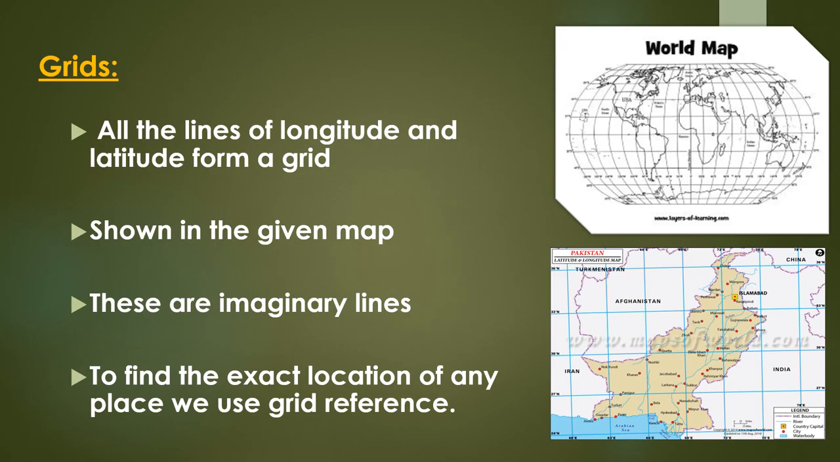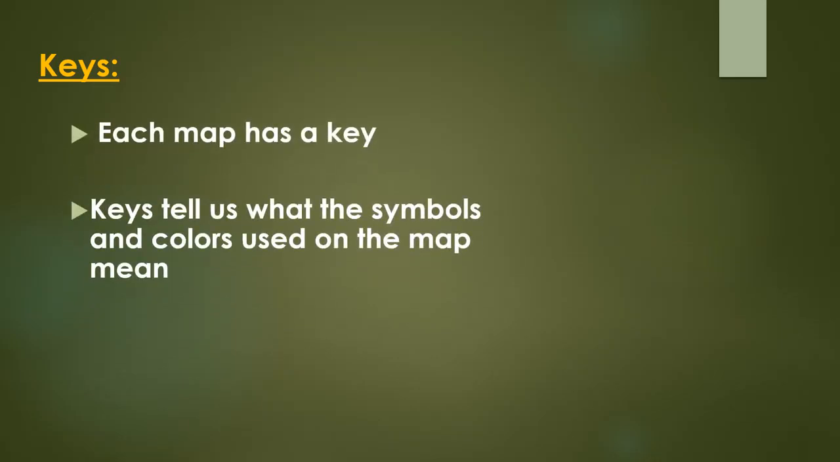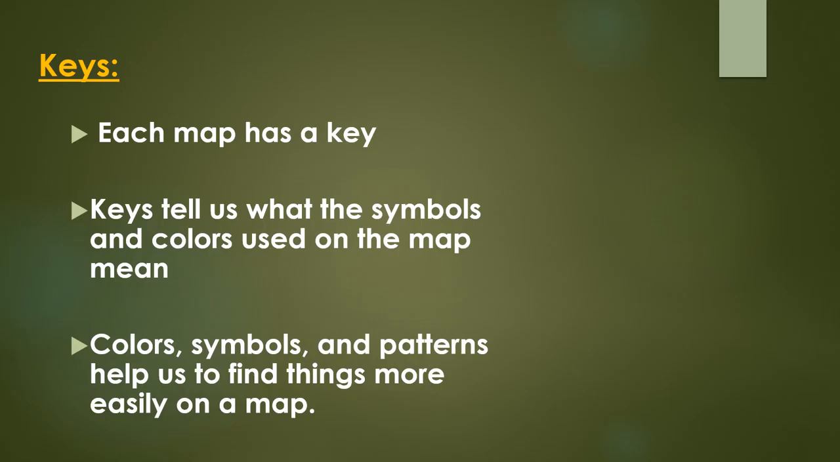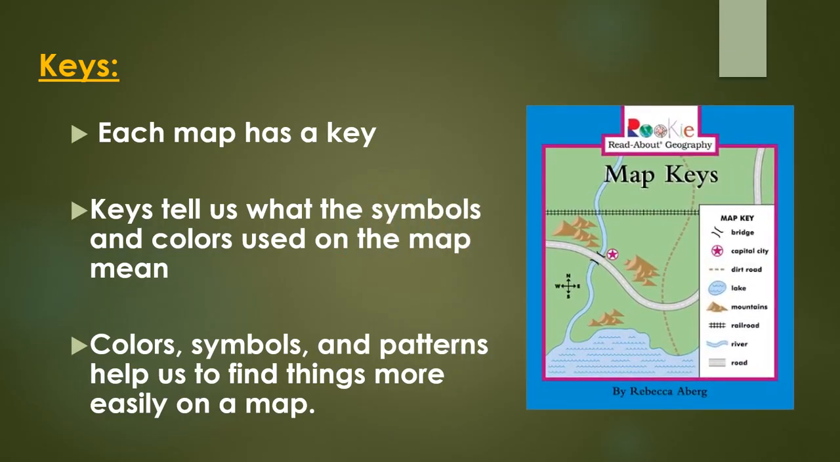The very informative and important tool is map keys. Each map has a key. Keys tell us what the symbols and colors used on the map mean. Colors, symbols, and patterns help us to find things more easily on a map. Like here on the screen you can learn about the keys shown.